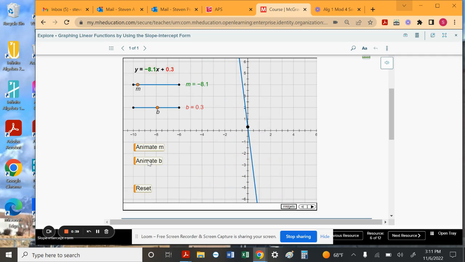And now let's see what happens to b. So if b goes up, notice how the y-intercept just goes up. And notice if it goes negative, then it just goes down, right? Doesn't change the slope, doesn't change anything. It just changes that one. So that's all that we're doing when we're looking at those particular ones.